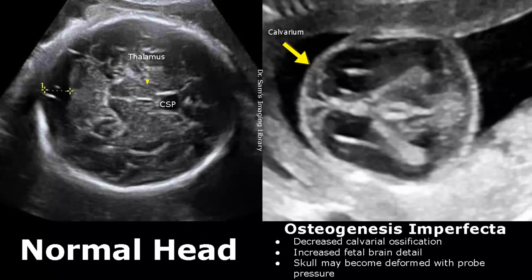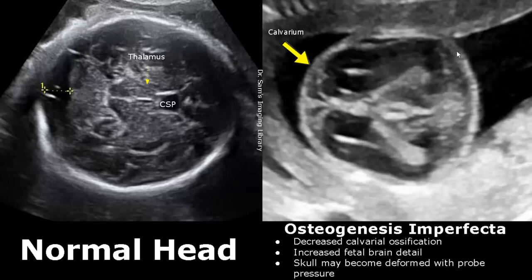Osteogenesis imperfecta is a congenital disorder which affects bones and connective tissue and has many features on ultrasound. The calvarium has decreased ossification. It is not hard enough and becomes softer than usual. The normal calvarium has some posterior shadowing, and we cannot see the brain anatomy in the near field of the image.